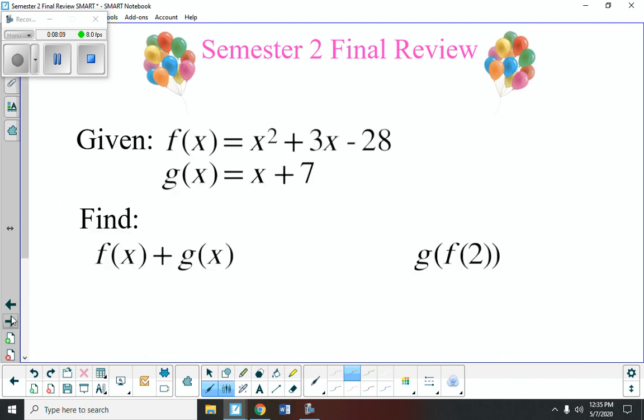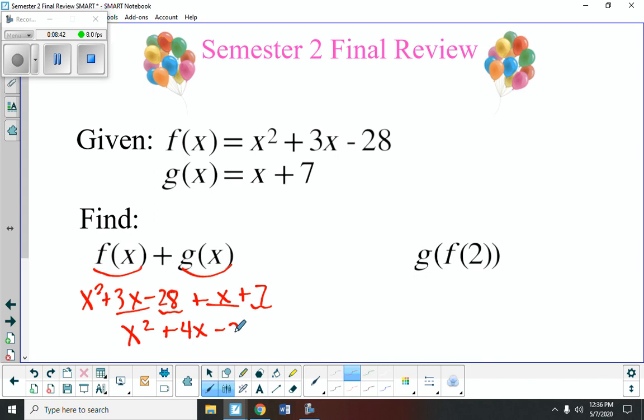All right, now let's talk about function notation. So we're given an f of x function and a g of x function. First, it says find f of x plus g of x. Well, what does f of x equal? It equals x squared plus 3x minus 28. And then what does g of x equal? x plus 7. So you just substitute what they equal. Now we will simplify. So you have x squared, and then 3x and x is 4x. And then negative 28 plus 7 is negative 21. And that's it for that one.